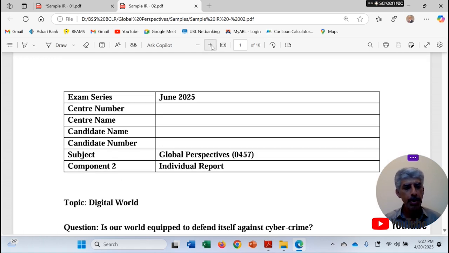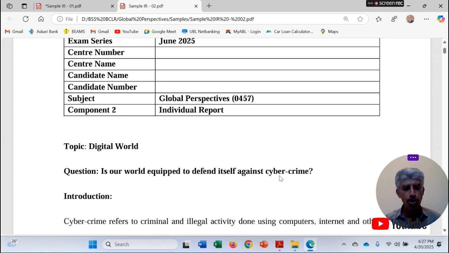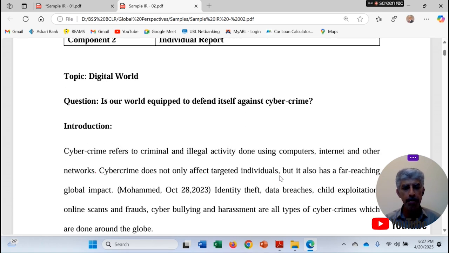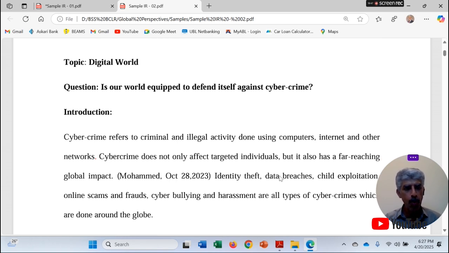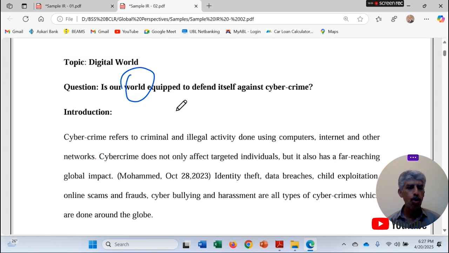In Microsoft Edge, so that we can also have some editing over there. I can be able to annotate. So here, is the digital world overall equipped to defend itself against cybercrime? So again, it is a really very debating question, and a global one, because the report says this particular word given, this shows that this is the global question and it has the global significance.